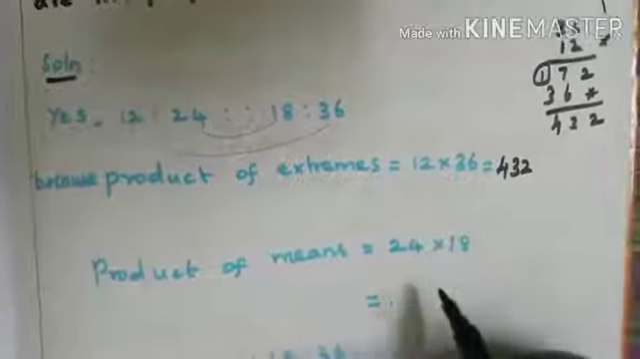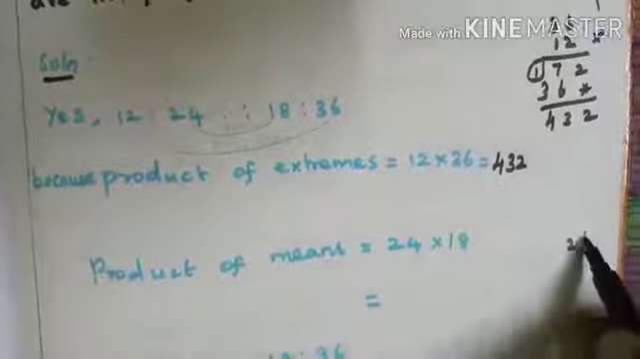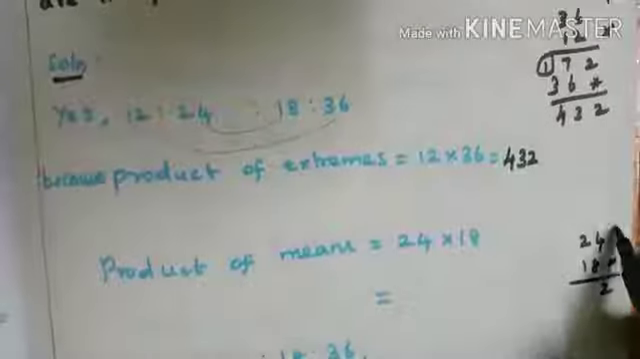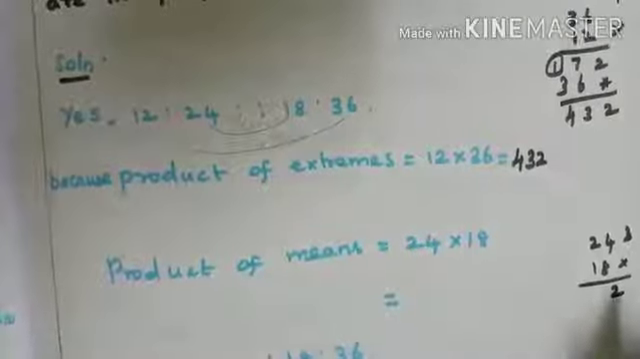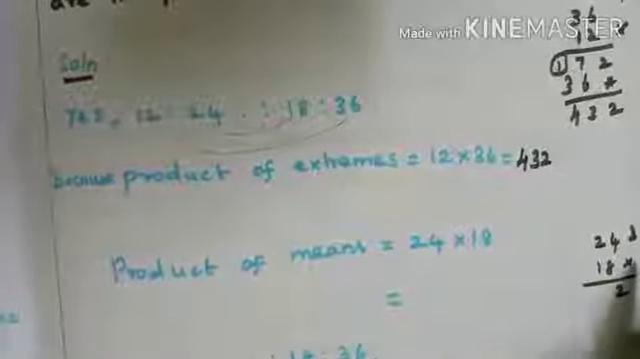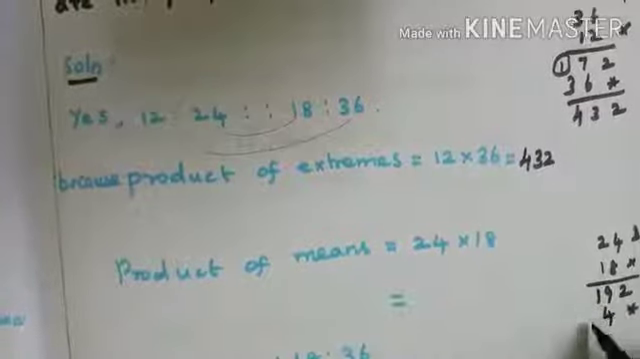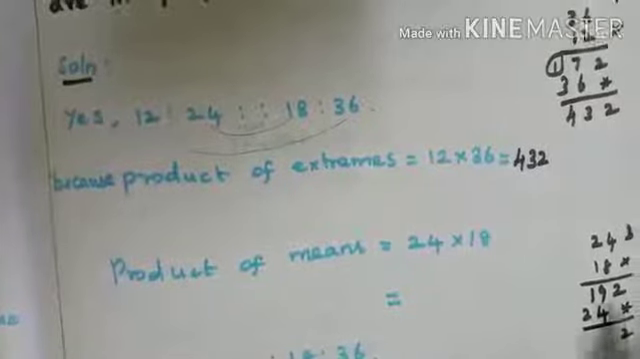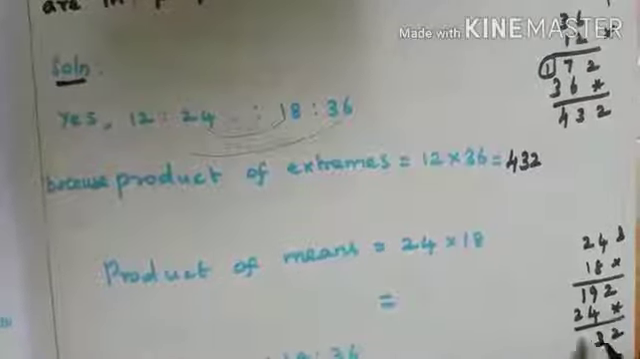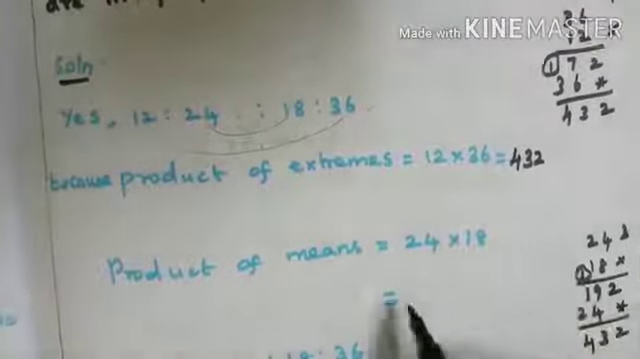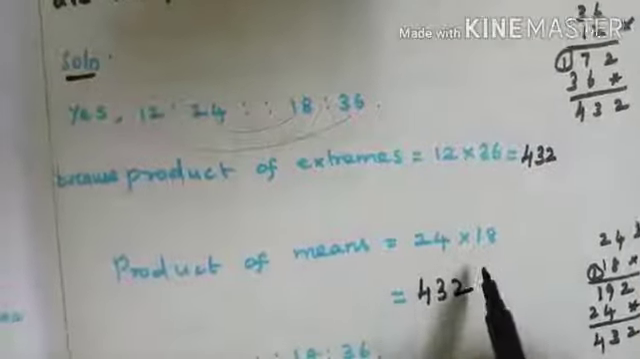Now product of means equals 24 into 18. Therefore 24 into 18. 8 4s are 32. 3 left over. 2 8s are 16 plus 3, 16, 17, 18, 19, isn't it? And put a star. 4 1 is 4, 2 1 is 2. So when we add, 2, 9 plus 4 is 13 and 1 left over. So 2 plus 1, 3 plus 1, 4. Therefore here we are getting 432. They are equal. Therefore 12 is to 24 as 18 is to 36.